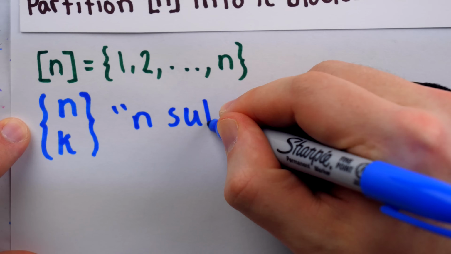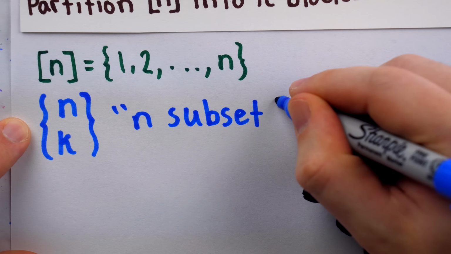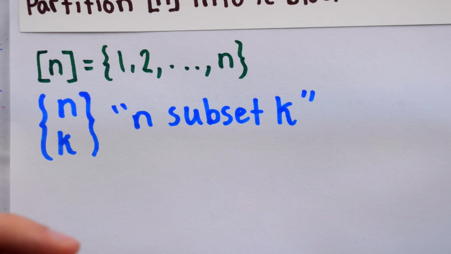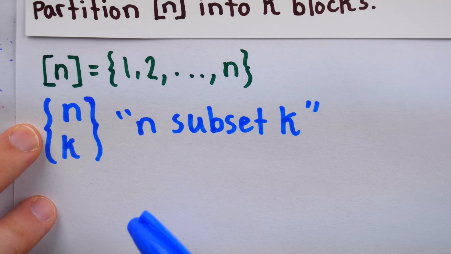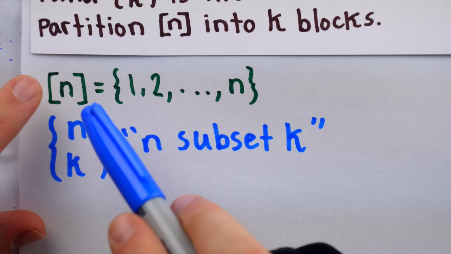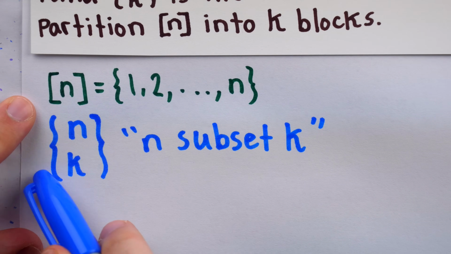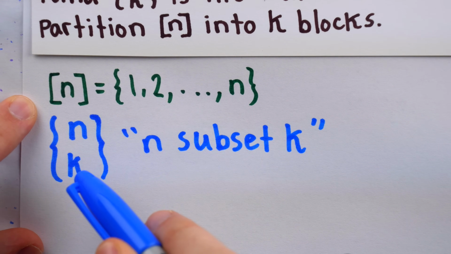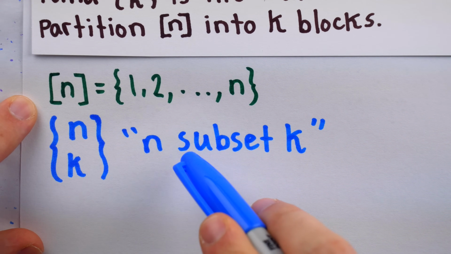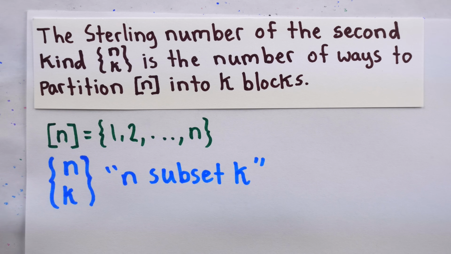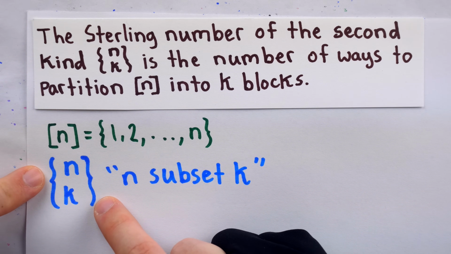This notation for Stirling numbers of the second kind is read n subset k. Both the look of the notation and the way it's read ties back directly to the definition of the numbers. While we're using the word blocks here, we could also regard these blocks as subsets of this set. So this is the number of ways we can partition the first n positive integers into k subsets. So it's read n subset k. Whether we call them subsets, blocks, or boxes, it's all the same. This notation for Stirling numbers of the second kind isn't universal, but it is intuitive and it is lovely.